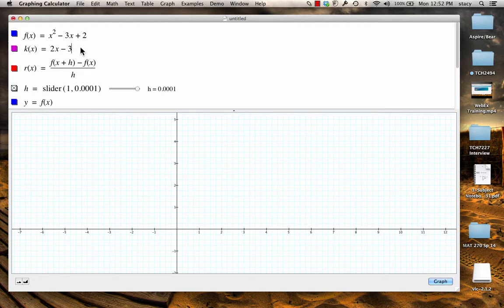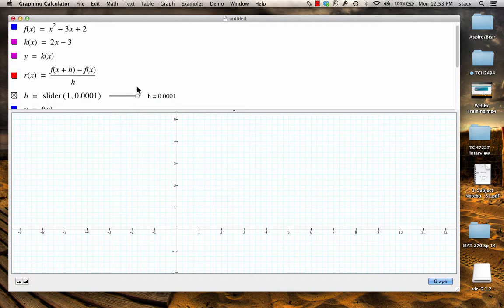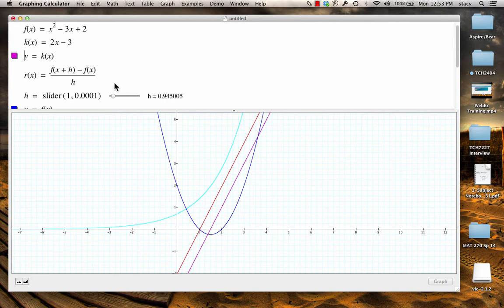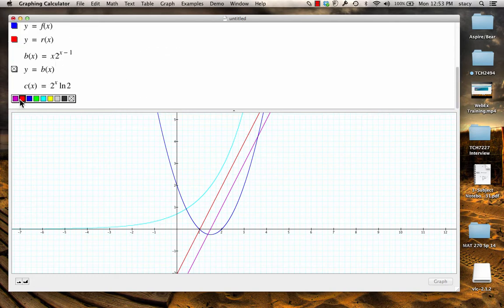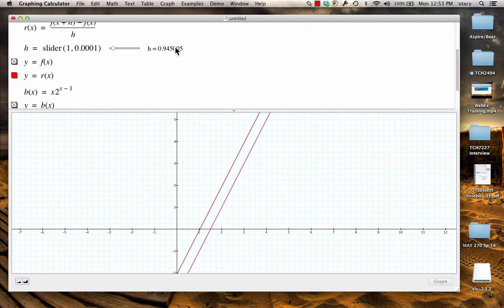Actually, I need to graph it, so y equals k of x, and I'll make that the purple one. And so once again, let me turn off some of these other things because that's for the old examples. And so the blue graph again is the accumulation graph. So let's turn that off so we can just compare the rates.